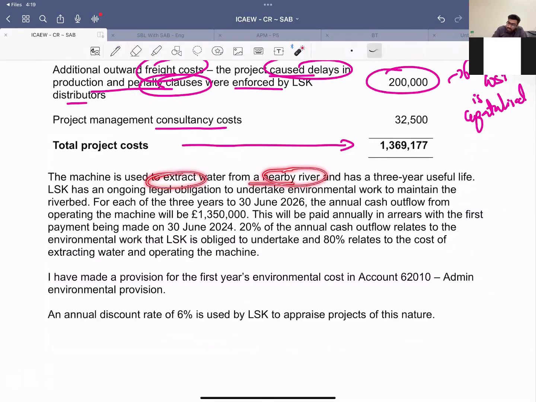So that is the total project cost, and now the machine is used to extract water from a nearby river and has 3 years of useful life. So it's basically extracting water from the river. So LSK has an ongoing legal obligation.